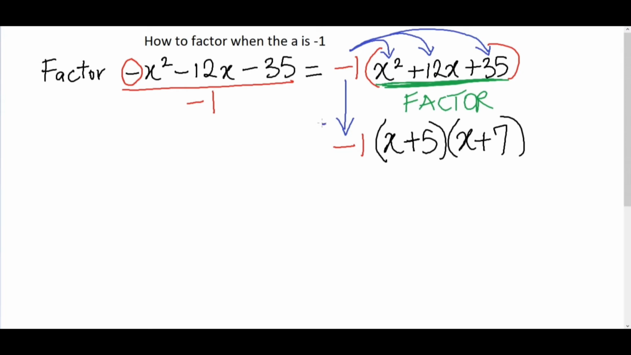So my final answer is -1 times x plus 5 times x plus 7. So -1 has to be right here in front of your factors.